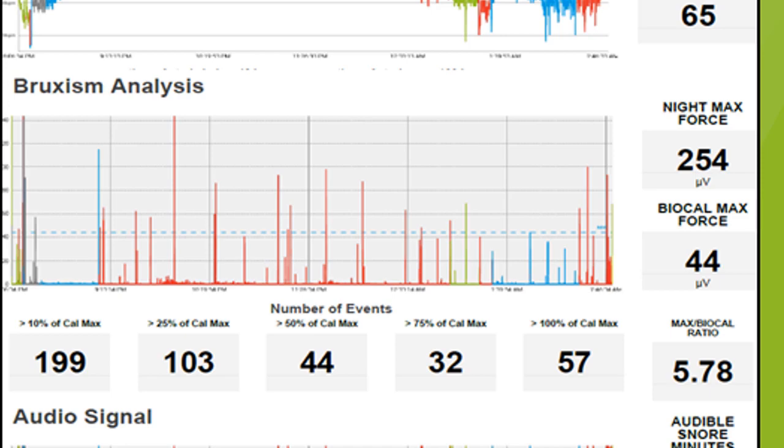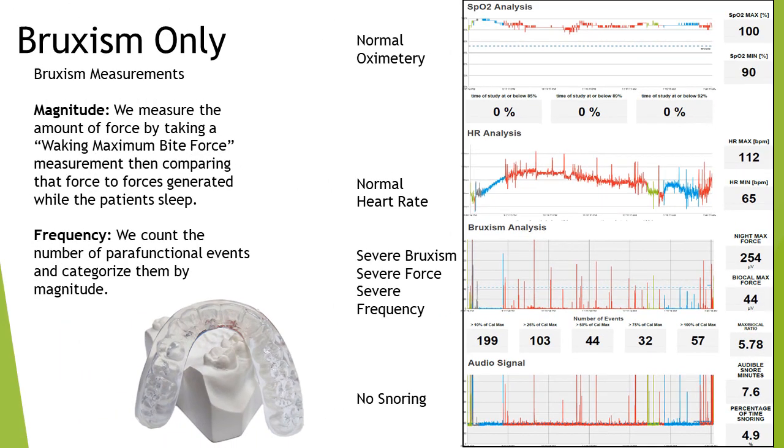But I would highly recommend that once you treat them in whatever manner you feel is appropriate, do another GenPro study to make sure that the airway is maintained. It probably is, but just to make sure. And then also you can see an improvement in the bruxism numbers. So you'll see a tremendous reduction in the force and also a reduction in the frequency.